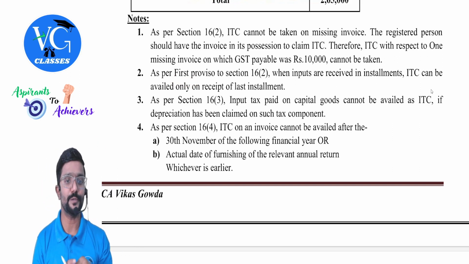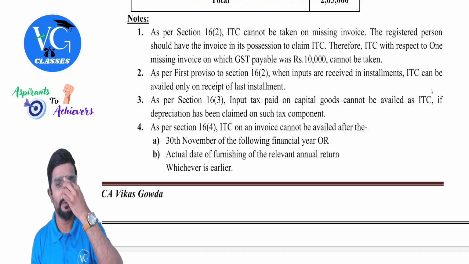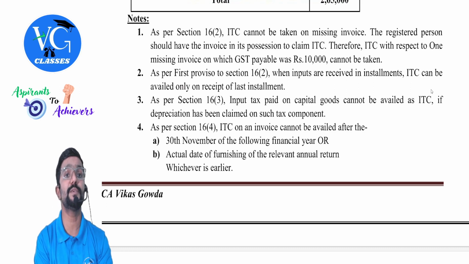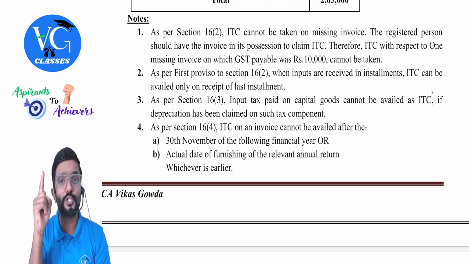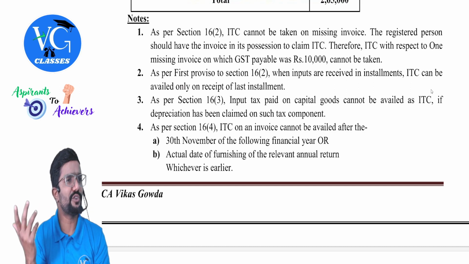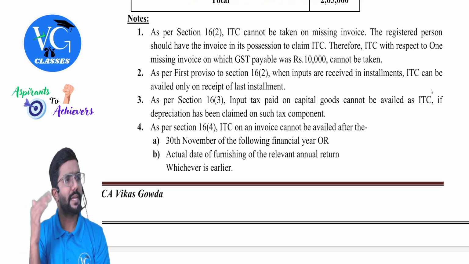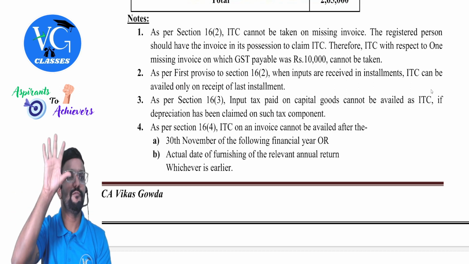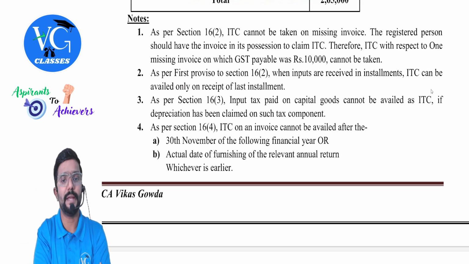As per first proviso to section 16.2, when inputs are received in installment, ITC can be availed only on receipt of last installment. Whereas in our case, only first installment was received in October. They didn't tell anything about second installment. It is understood it is not yet received. Maybe next month or next to next month it will be received. When I receive, we will claim full 50,000 credit, guys.